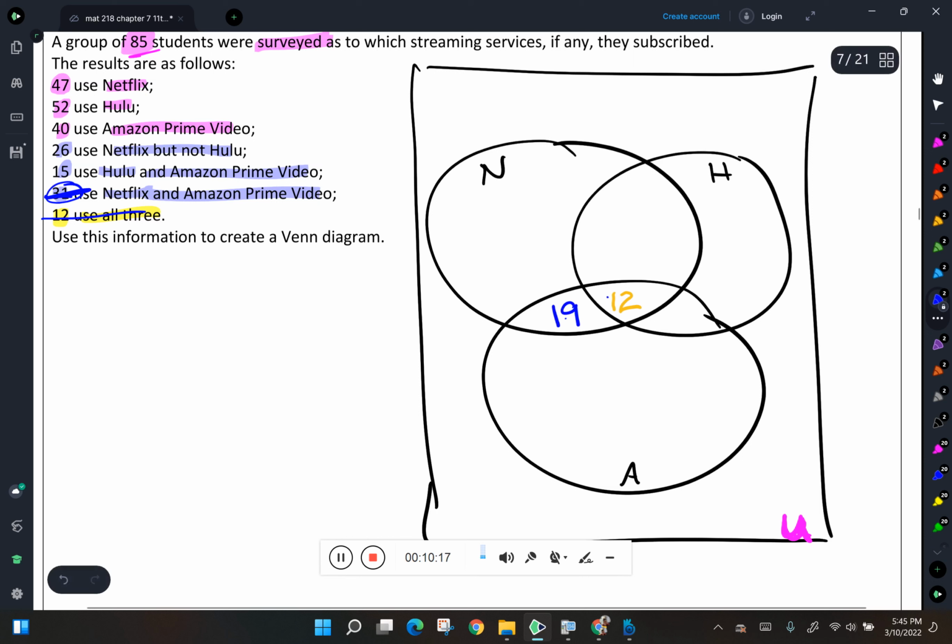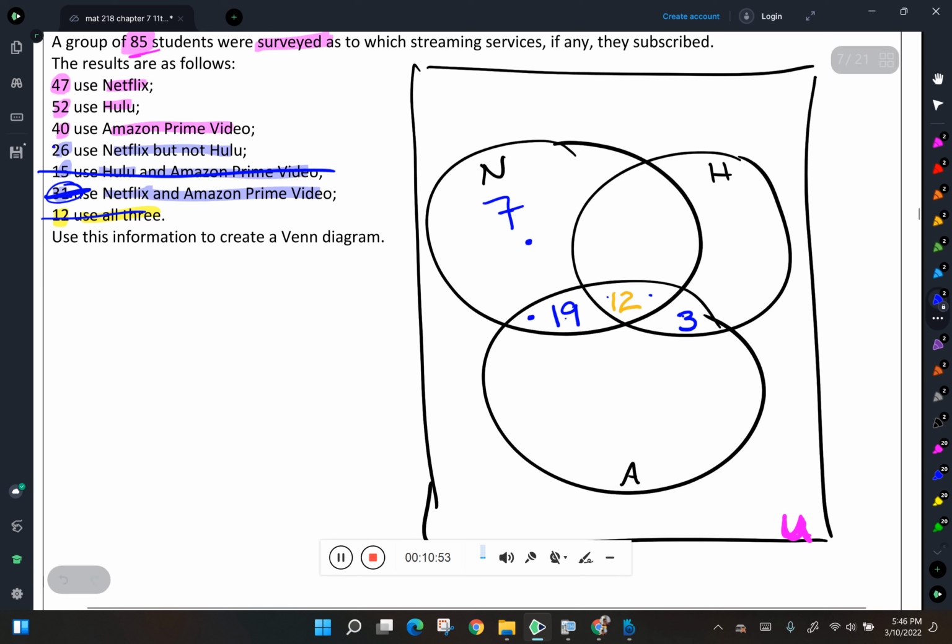So now I've used this. 15 use Hulu and Amazon Prime. Well, Hulu and Amazon Prime was these two pieces. 12 live in the middle, so that means 3 more must live over here to get us to 15. 26 use Netflix, but not, oh, that one doesn't help me. Because Netflix, but not Hulu. Oh, wait, that does, because Netflix, but not Hulu is this piece and this piece. And so those two pieces must add up to 26, but I already know where 19 of them live, so that means 7 more must live here.